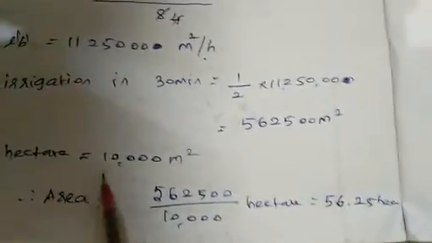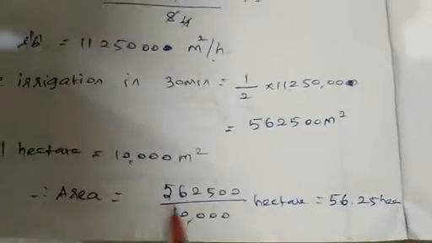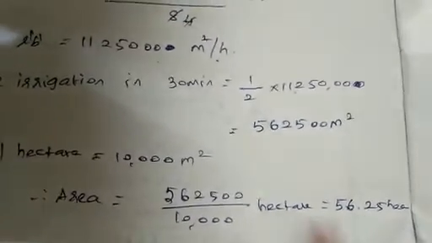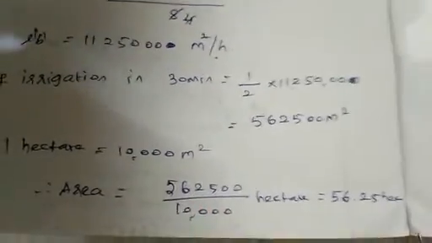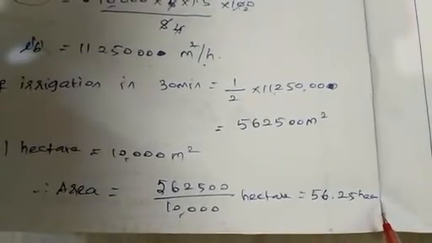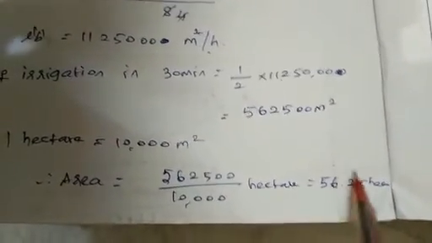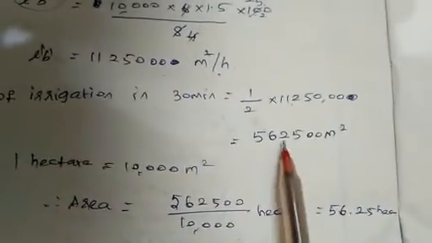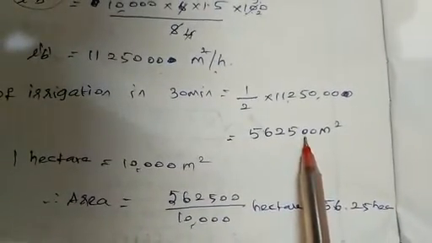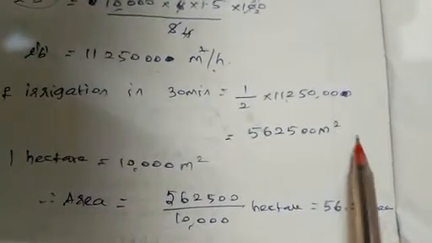For 1 hectare we have 10,000 meter square. So divide by 10,000 and we get 56.25 hectare. So the area of irrigation is 56.25 hectare, or this number in meter square, in half an hour.